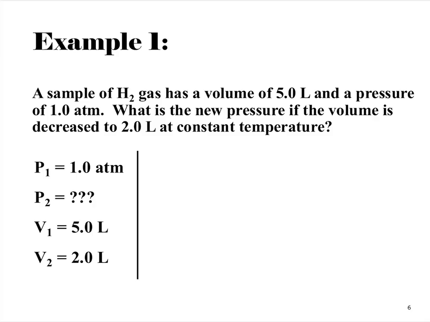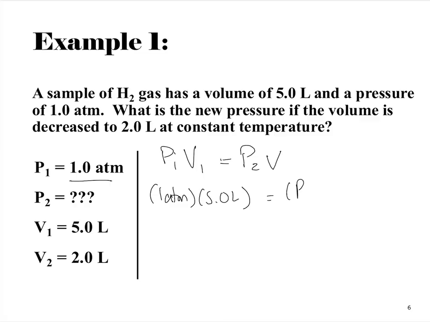So if the volume goes down, what do you expect the pressure should do in this equation? It should go up, right? Because they're inversely related. And how do we calculate that explicitly? We use Boyle's law, P1 V1 equals P2 V2. Our initial pressure is 1 atmosphere. Our initial volume is 5.0 liters. And our final pressure is what we're going to be solving for, right? We don't know what that is. And our final volume is 2.0 liters.